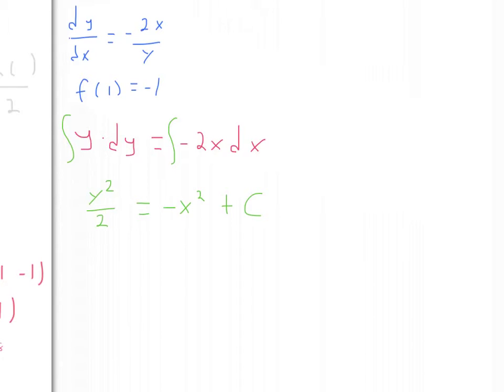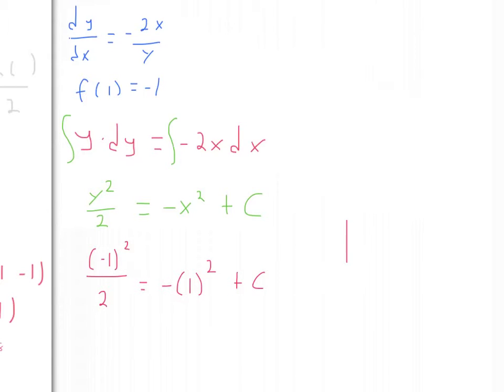Now we were given the initial condition. When x is equal to 1, y is equal to negative 1. So using our initial condition, let's put those values in. Negative 1 squared divided by 2 is equal to negative 1 squared plus c.